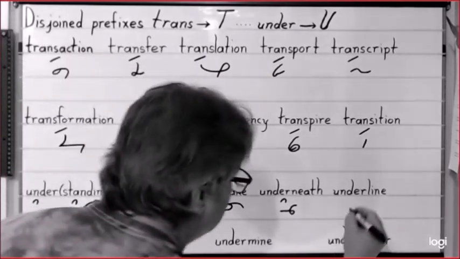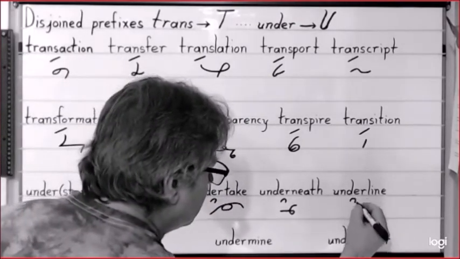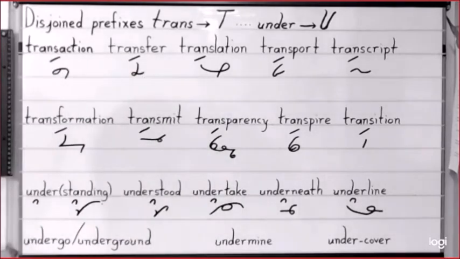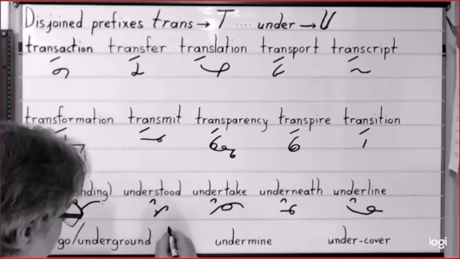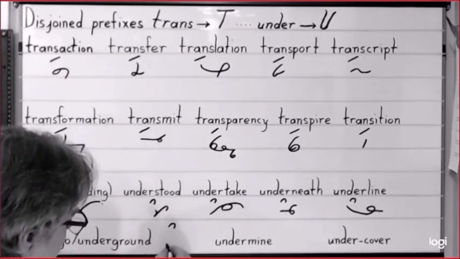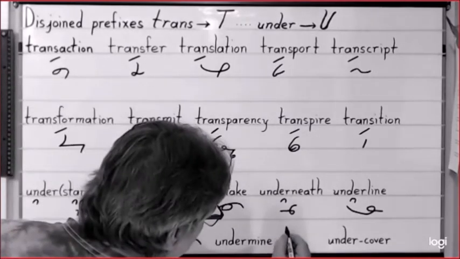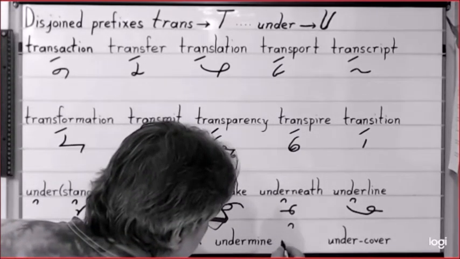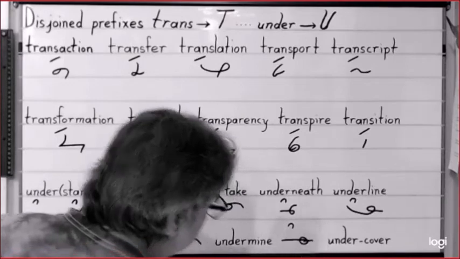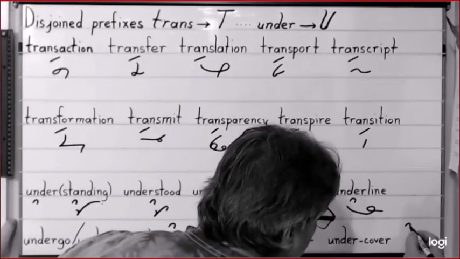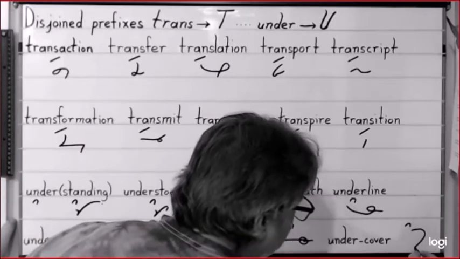For underline, it is a U and then an L, A, N. For undergo or underground, we'll use the U and then a G below it. For undermine, it is a U and an M, a long I, and an N. For undercover, it is a U and a K and a V.